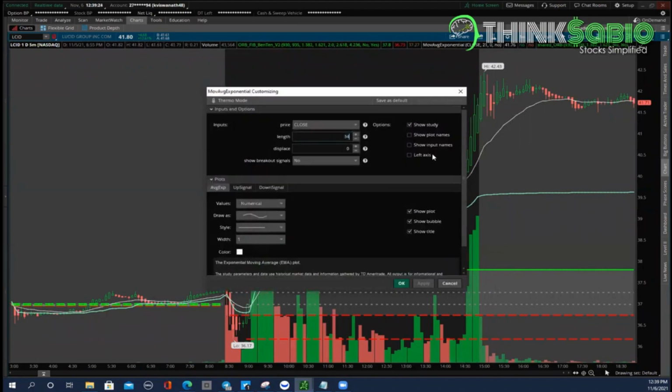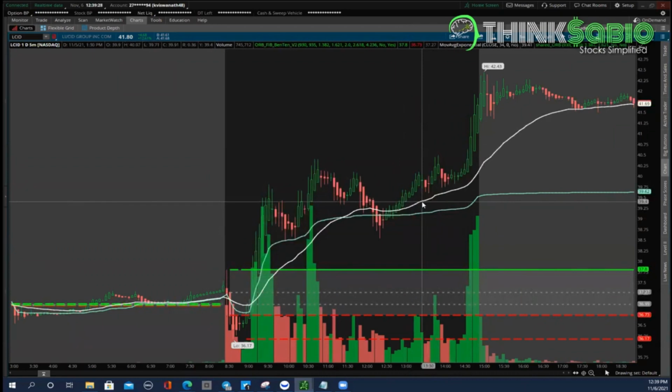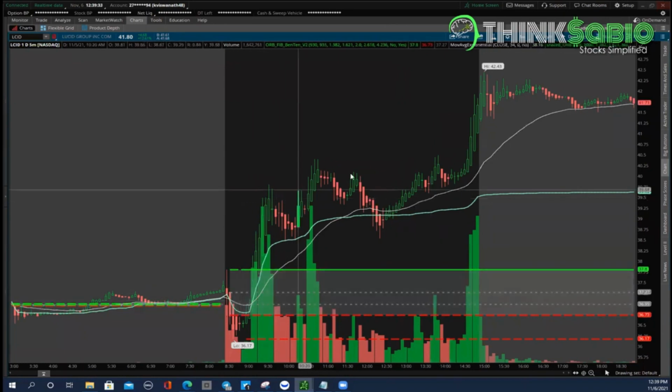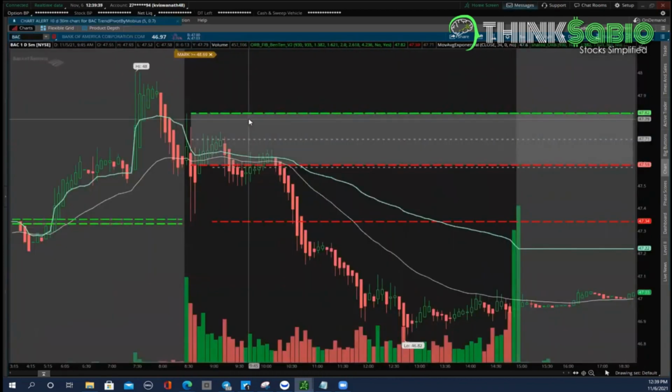I'll probably go to 34, or I don't remember what I use, maybe 50, right? So I don't use a simple moving or exponential moving average like that for a volatile stock like Lucid. But if I'm trading Bank of America, I will probably trade it with 21 easily or 34.